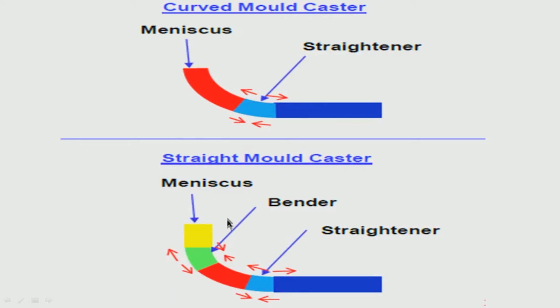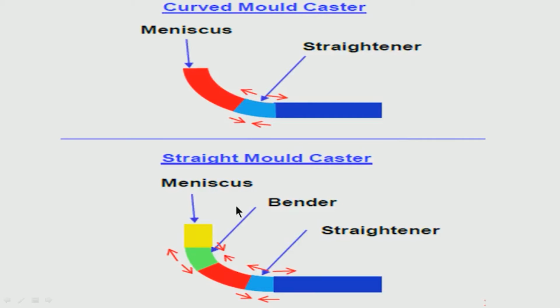During bending some stresses, again during straightening some stresses. This is for a vertical mold. For a curved mold, there is only straightening, because no bending is necessary. Already the mold, because of its curvature, is already getting bent when it is coming out of the mold. The shell is already bent. So only straightening of the strand is necessary. So the amount of stress generation is relatively less for a curved mold compared to a vertical mold.